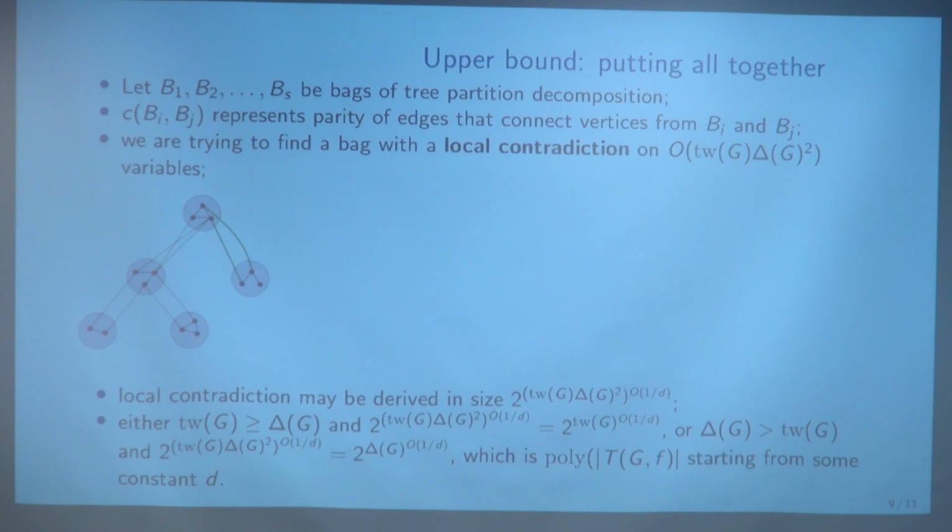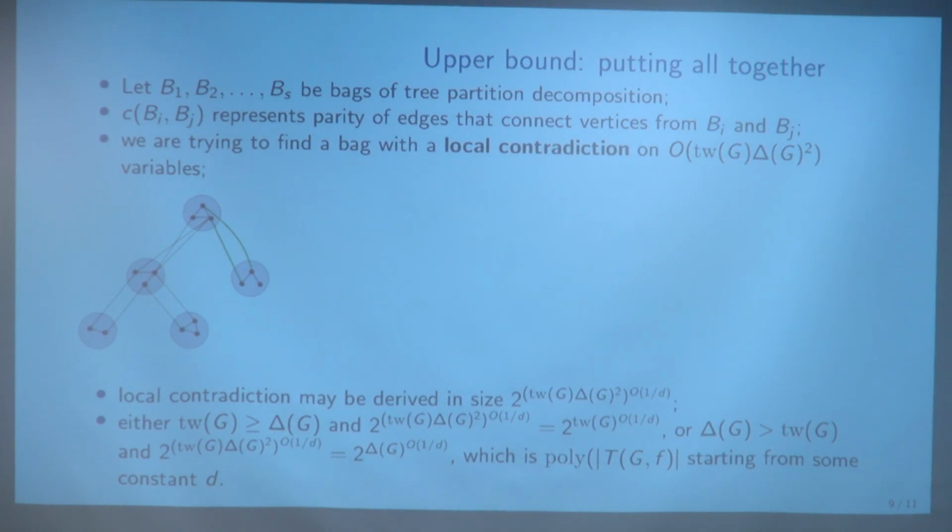Now let's take a look at how this proof in Frege should look. We take a tree partition decomposition with minimal width, and the nice thing about it is that if we take one bag, then there are not so many variables incident to this bag. So we can represent all parities corresponding to a fixed bag as a formula with this size. Let me not read it from the slide. So we can derive a local contradiction in the bag efficiently.